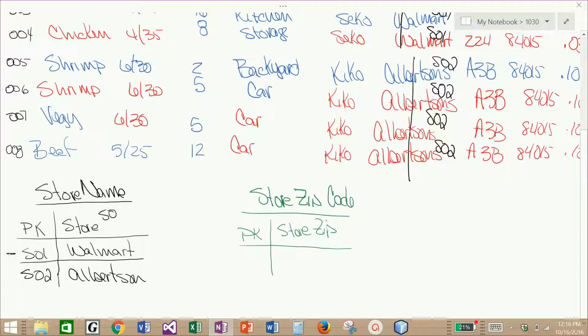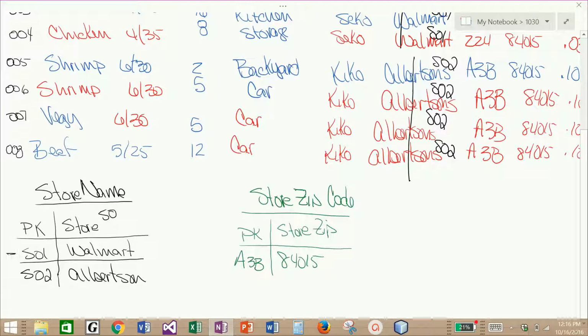So I'm going to create another table. We'll call it store zip code. Of course, every table has to have a primary key. And what I'm going to do is store a primary key related to a store zip code. Just by looking at the last few records in my table, I can see that there is a zip code 84015, and that is related to the store number A3B.